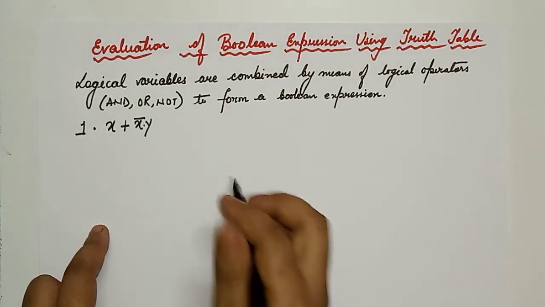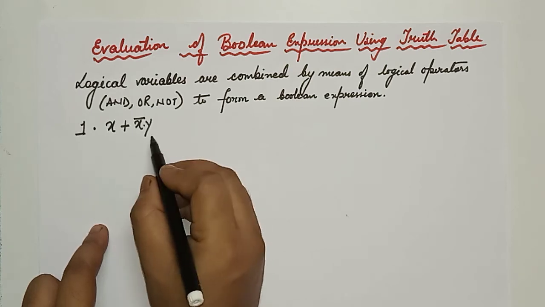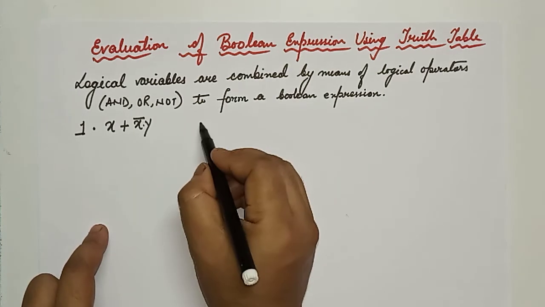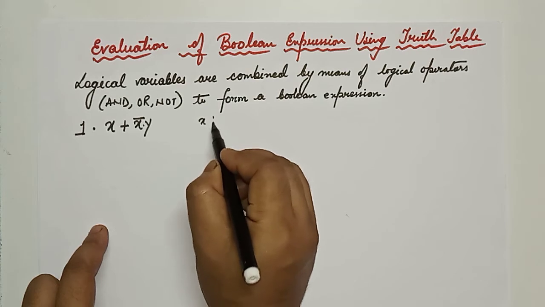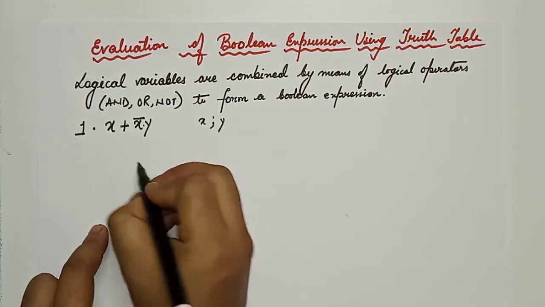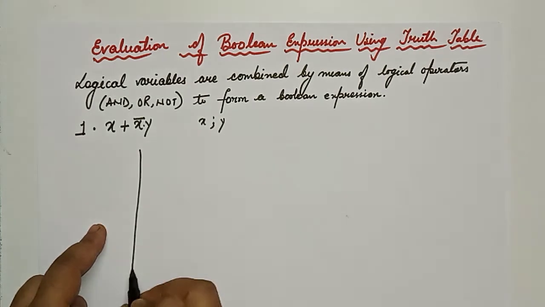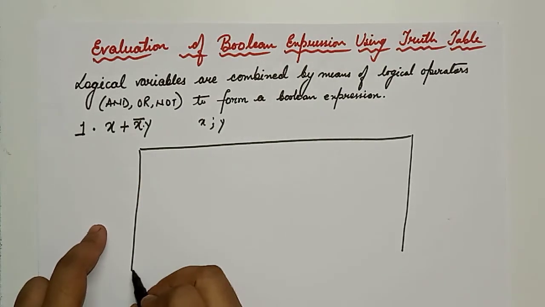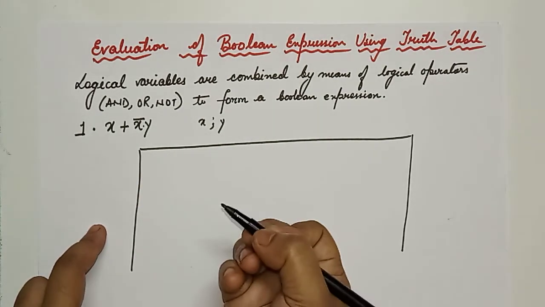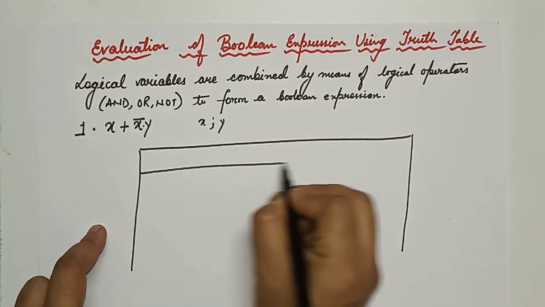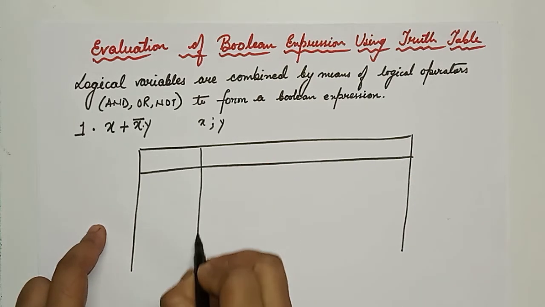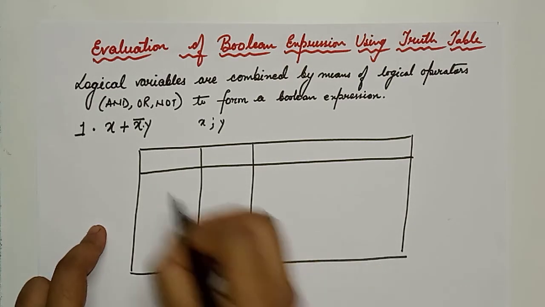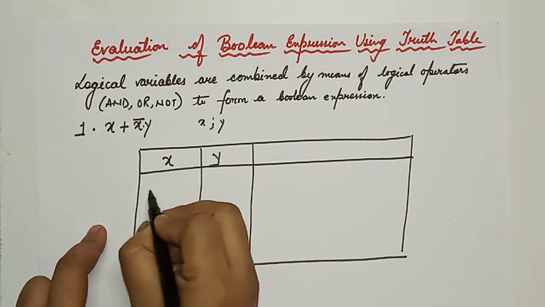So for this, first we have to identify how many variables are there. We have over here two variables. One is X and another is Y. So we have to draw our truth table of two variables. Identifying the number of variables is very important so that we can understand how many inputs are possible. So let's draw it. X, Y.